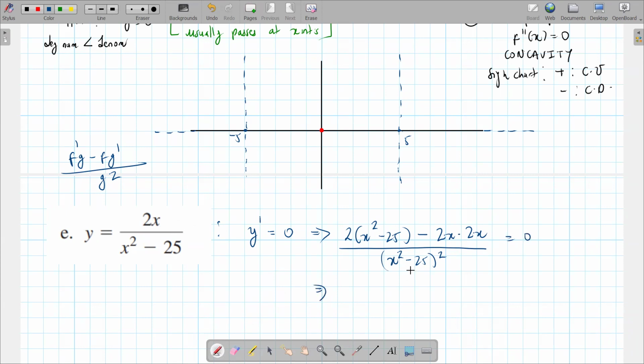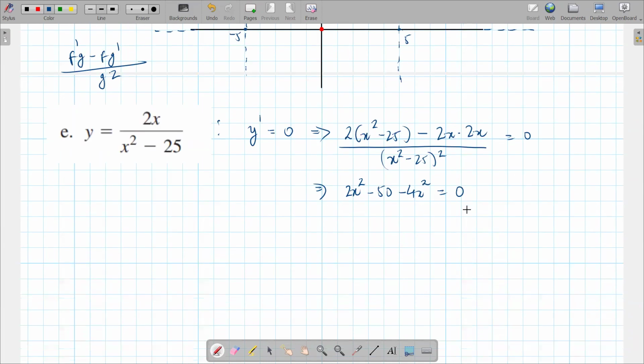Does the denominator disappear? If you multiply both sides by the denominator, does it disappear? The answer is yes, it does. The denominator is gone because you're essentially multiplying it by 0. So you get negative 2x squared minus 50 is 0. Which will be negative 2x squared is positive 50. x squared is negative 25.